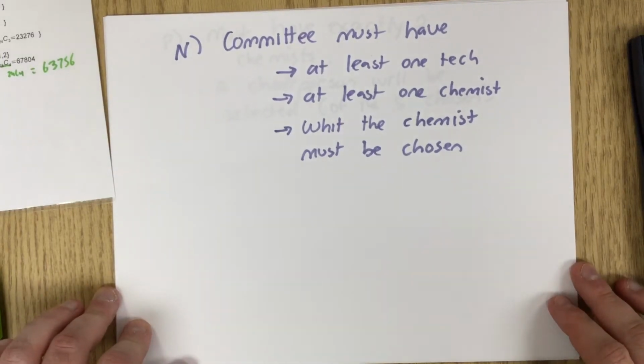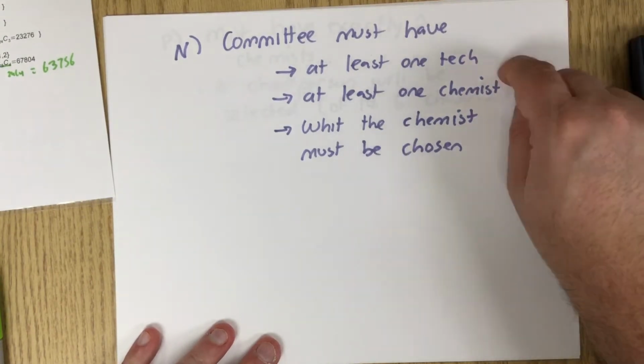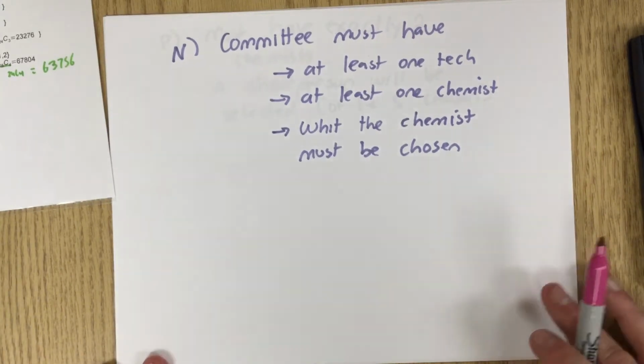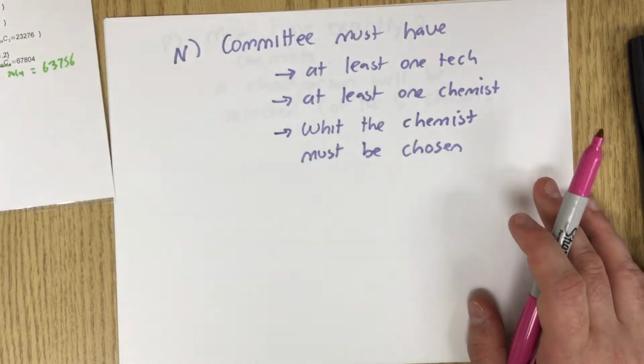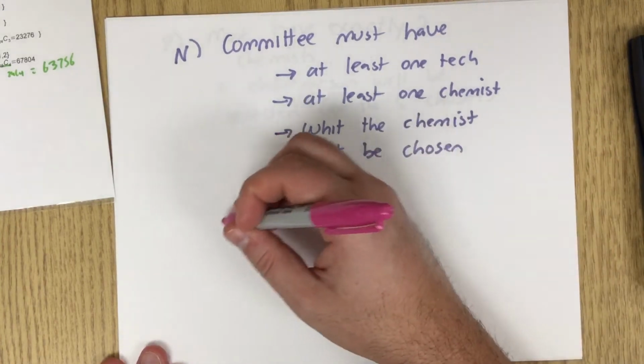Okay, now we're going to have a couple rules. The committee has to have at least one tech, at least one chemist, and Wit, who is a chemist, must be chosen. Presumably, though, if she's a chemist, then she counts as the chemist. So we're going to do this. What we know for sure is that Wit is on the committee.